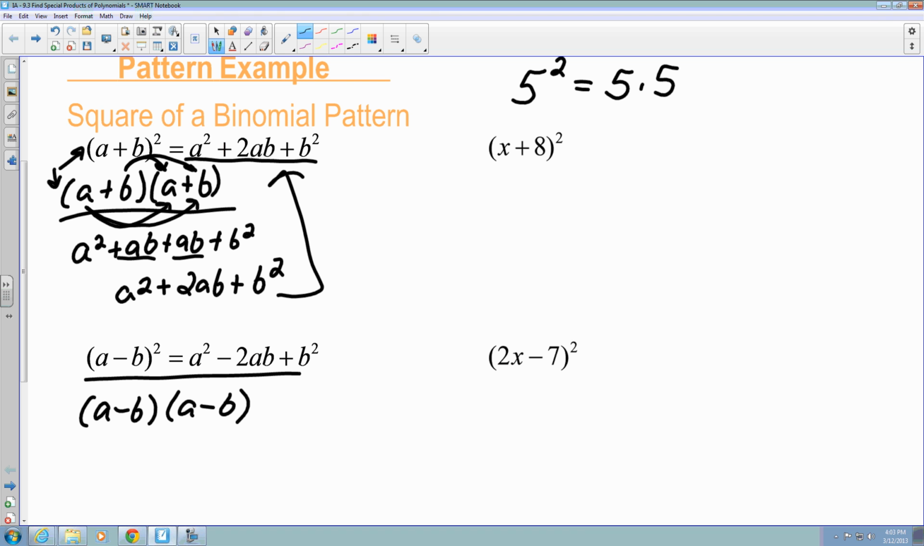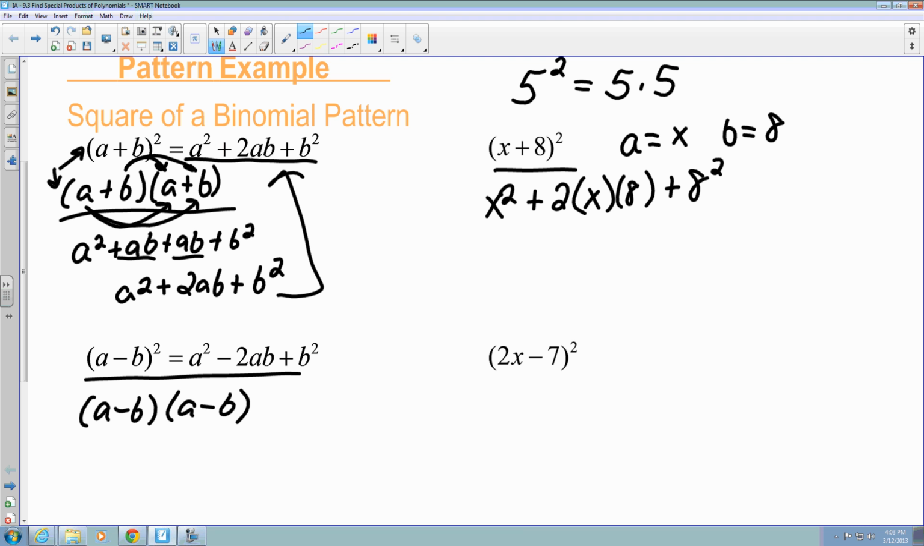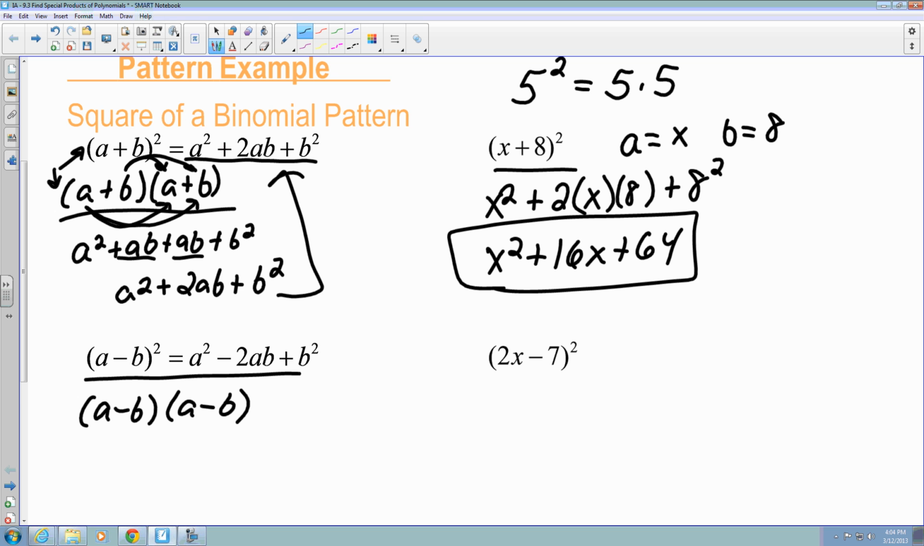So here I have x plus 8 quantity squared, where a would equal x and b would equal 8. If I use the pattern here, I can say it's x squared plus 2 times x times 8 plus 8 squared. And then I can say x squared plus 16x plus 64. So that would be my answer factored out.